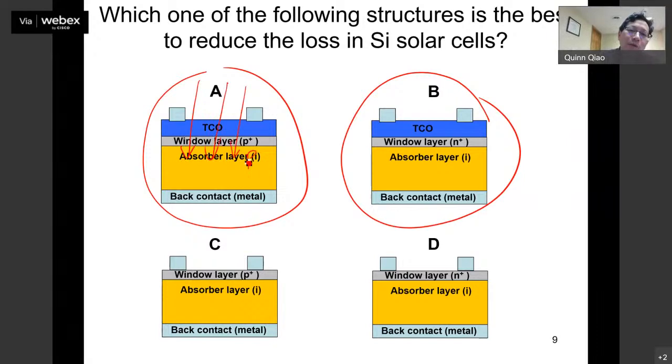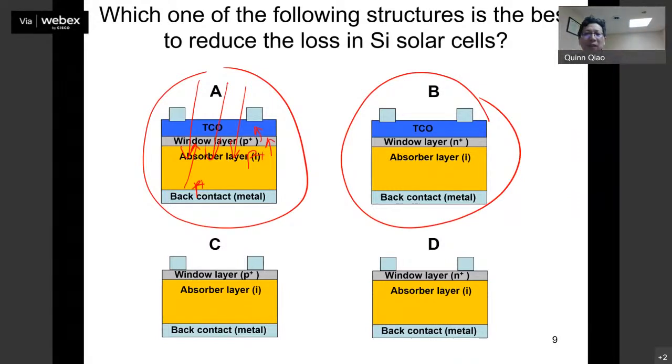And then you generate the hole, right? The hole can easily get to what? P plus and then get to TCO, right? If the hole stays here and then has to pass all the way there, it's difficult, right? So that's why we want holes to be absorbed first. But that's theory. In practice, you can use either N or P, the same, okay?